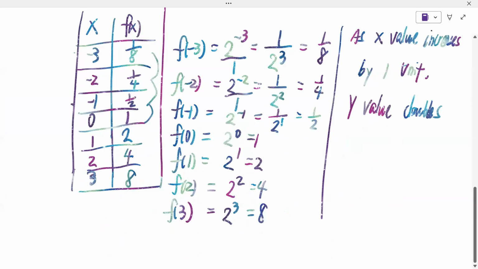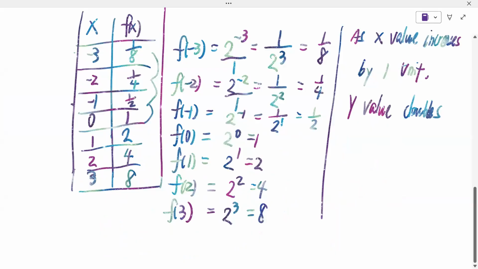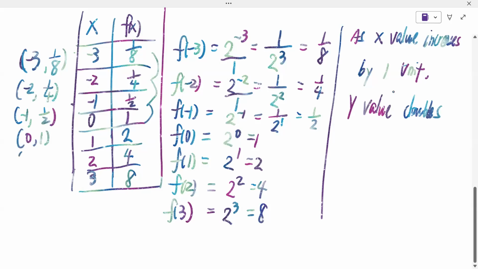Let's graph it. So the first coordinate is -3, 1/8. And then the second one is -2, a quarter. And the third one is -1, a half. Now we get 0, 1, and then 1, 2, 2, 4, and 3, 8.